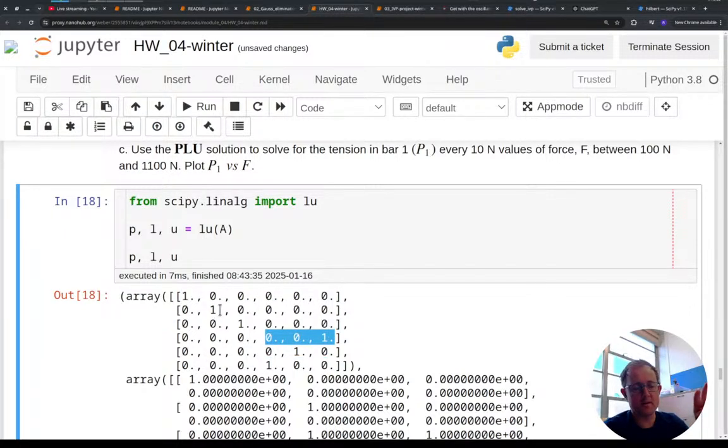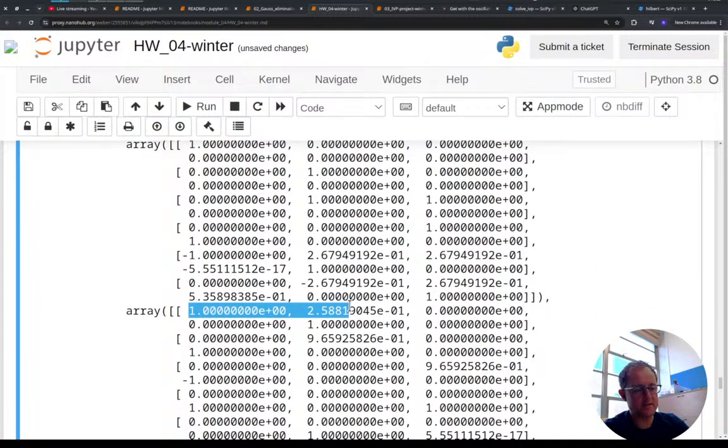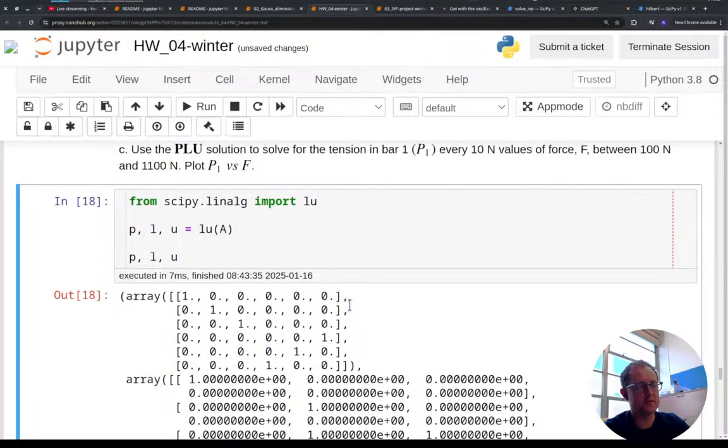That's why, if the ones are all on this diagonal, it means there's no pivoting done. But here it switched the last row and this row. And again, there's an algorithm to figure out how to minimize the error that accrues along the way. And then here's my lower matrix and my upper matrix. So I can use these to do a forward and a backward substitution.